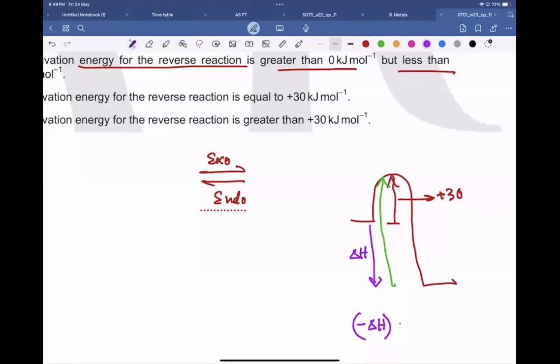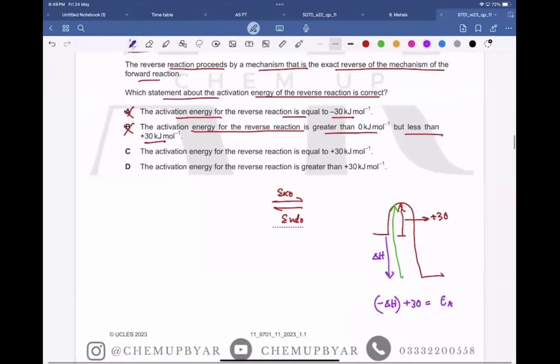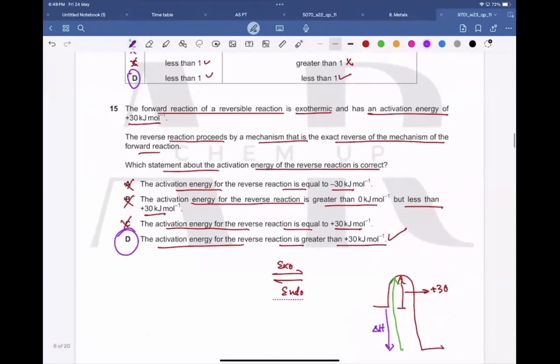Okay. So plus 30. That is going to be the activation energy of the backward reaction. So the activation energy of the reverse reaction is equal to positive 30. Not at all. The activation energy of the reverse reaction is greater than positive 30. Yes, this is the correct answer. So D is the correct answer. Is question number 15 understandable to all of you?